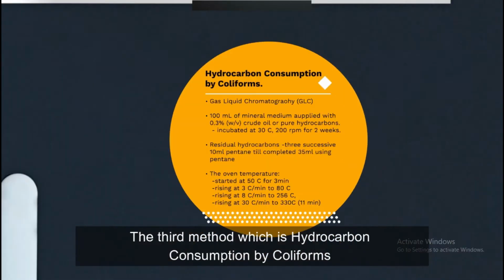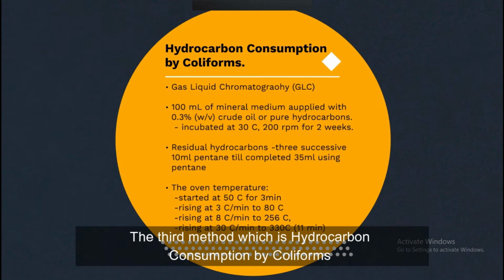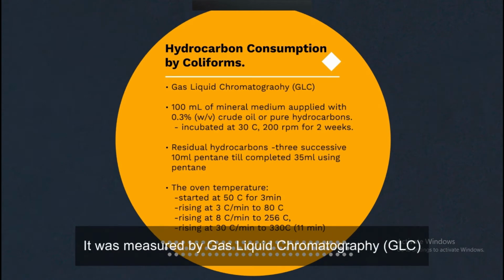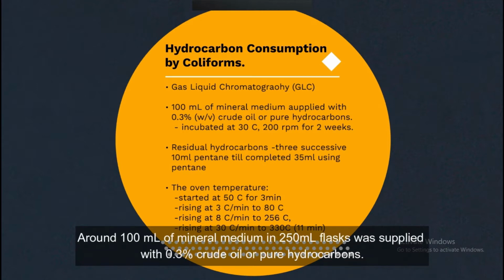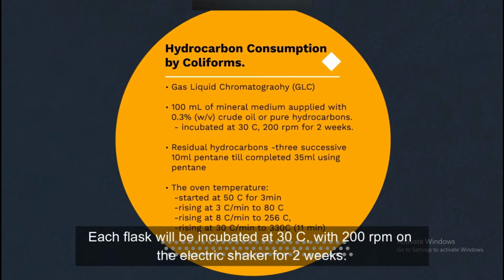The third method is hydrocarbon consumption by coliform. It was measured by gas liquid chromatography (GLC). Around 100 ml of mineral medium in a 200 ml flask was supplied with 0.3% crude oil or pure hydrocarbon. Each flask was incubated at 30 Celsius with 200 rpm on an electric shaker for 2 weeks.